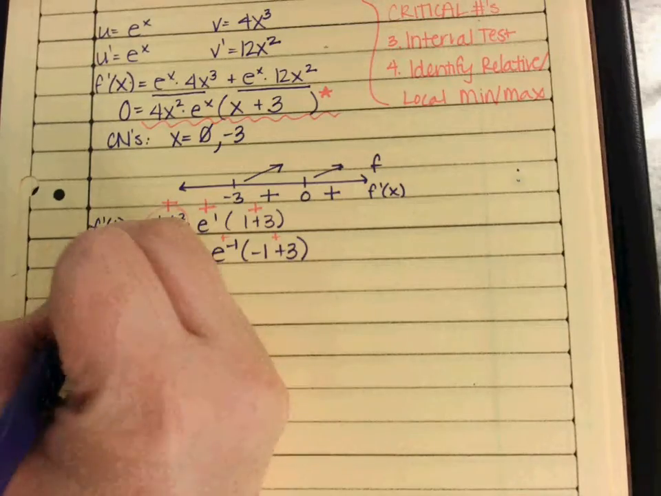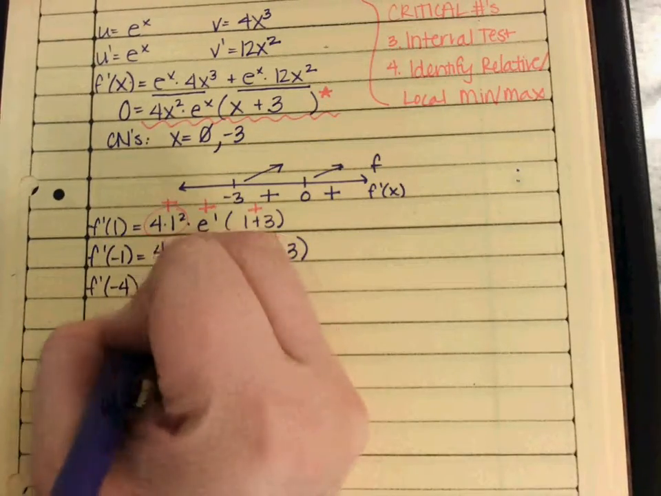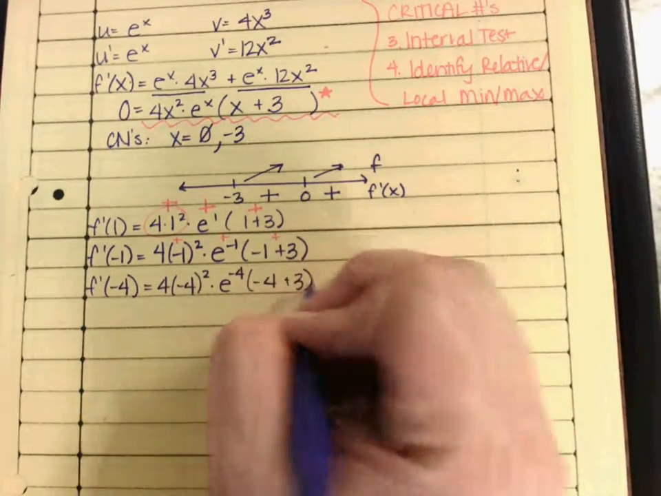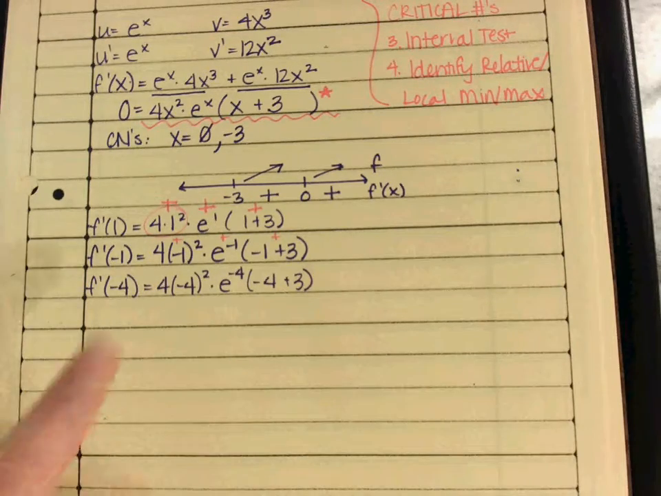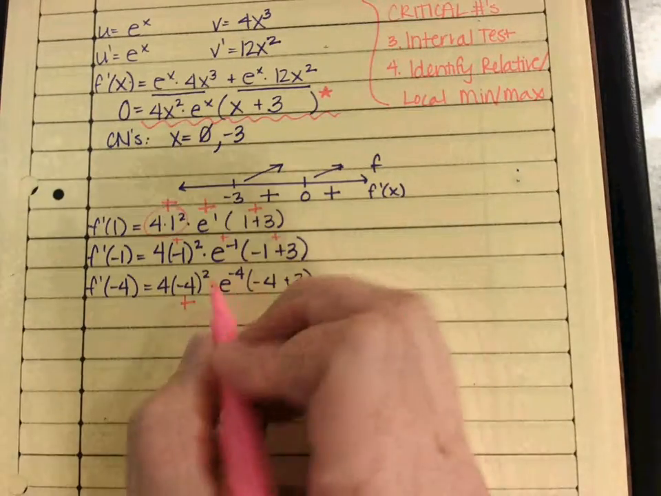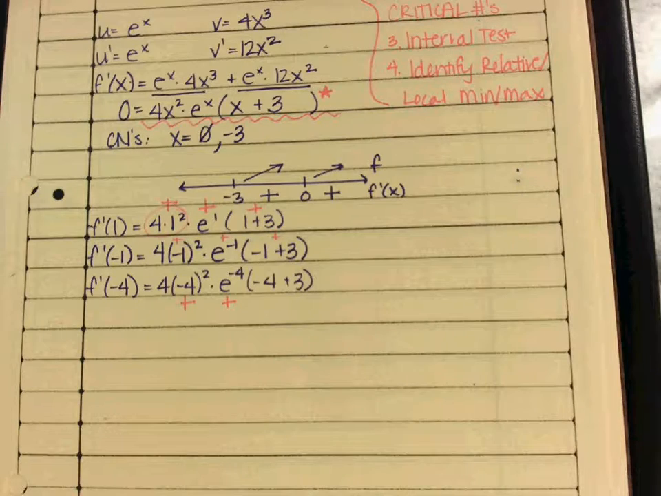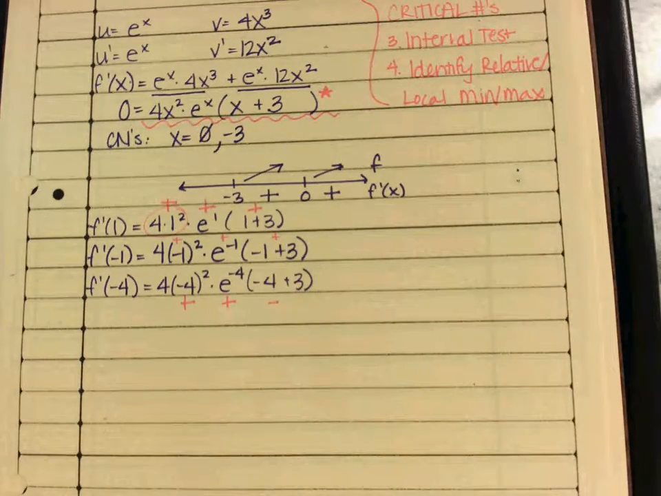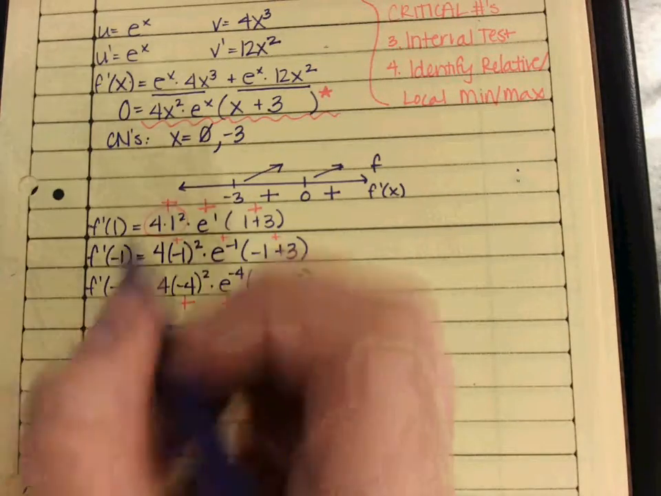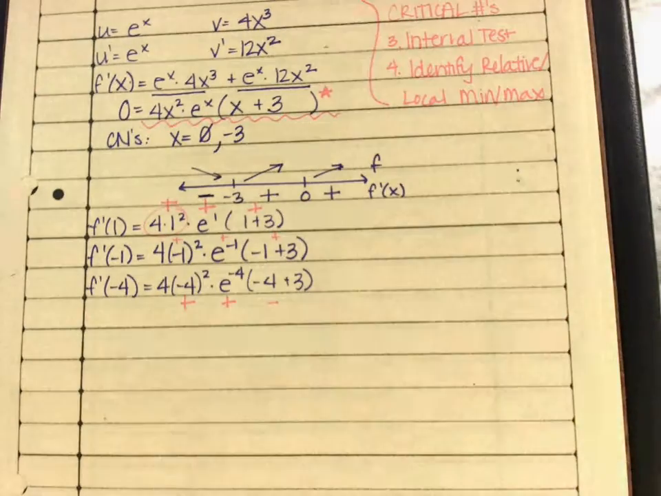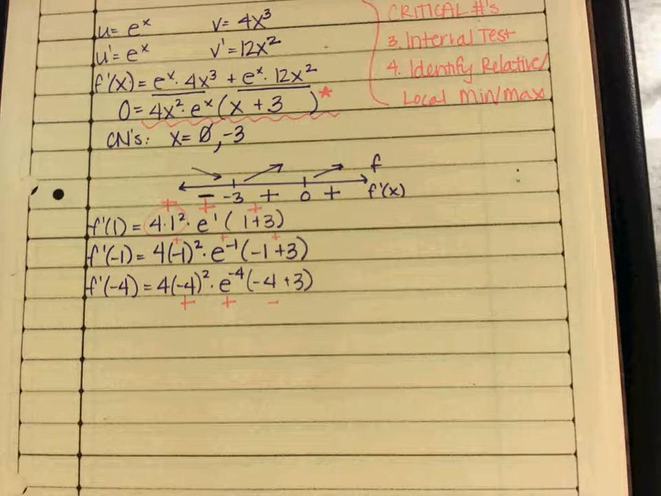Less than negative 3, what could I pick? Okay? Negative 4 squared, e to the negative 4, negative 4 plus 3. Okay, negative 4 squared, what is it? Positive. What about e to the negative 4? Positive. What is that the same as? 1 over e to the 4. So no negatives in there, it's just on the bottom. Okay, what about here though? Positive, positive, negative, overall, negative. And if f prime is negative, what was f doing? Decreasing.